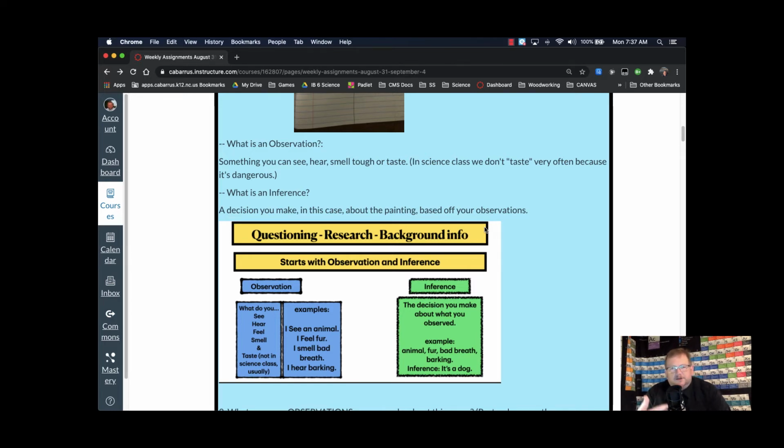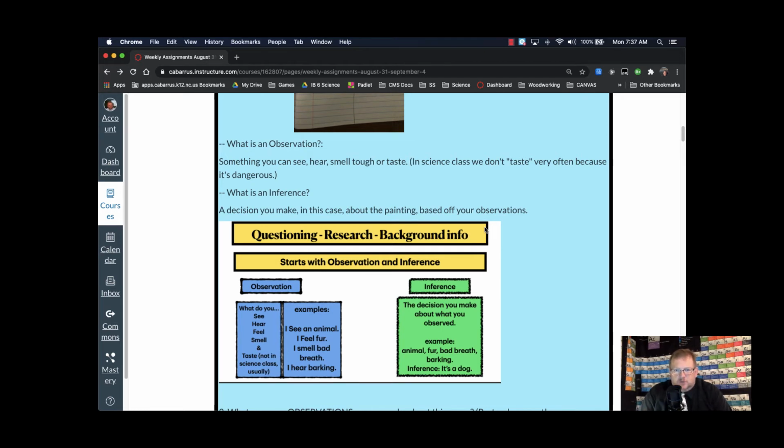What do you see? What do you hear? What do you feel? What do you smell? And sometimes what do you taste? So if you look at the anchor chart, it says questioning, research, and background information. Those are really the first two steps of the scientific method. They start with observation and inference. So you have to understand what an observation is. You have to understand what an inference is. And that's actually the process that you go through to find your background information or to do research.